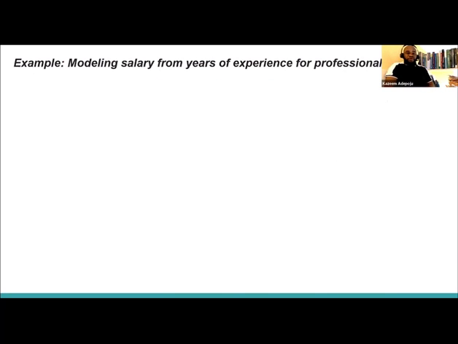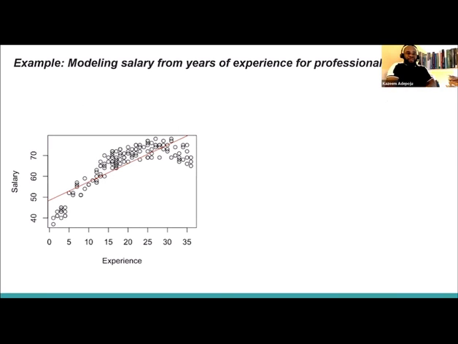We want to go into an example right now. And this example is modeling salary from years of experience for professional workers. Okay, you guys confirm if you are seeing the example right now? I see it. Okay, thank you so much. Now take a look at this.